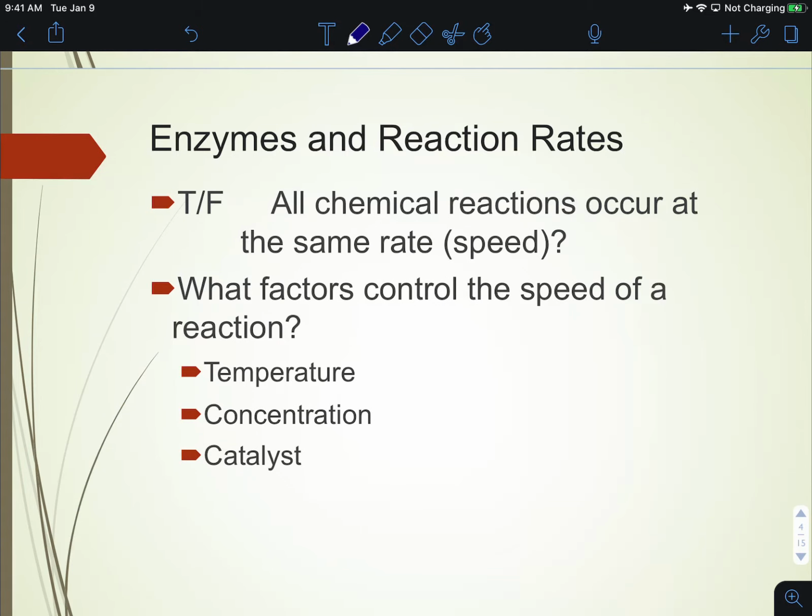A couple other things I talked about. Well, I already went through that, the physical and chemical stuff. So now here was a question I had asked on one of the slides. All chemical reactions occur at the same rate. Rate is just a fancy word for speed. And of course, hopefully, all of you answered false to that question. Of course, they don't occur at the same speed. They depend on several factors, and these factors are listed below.